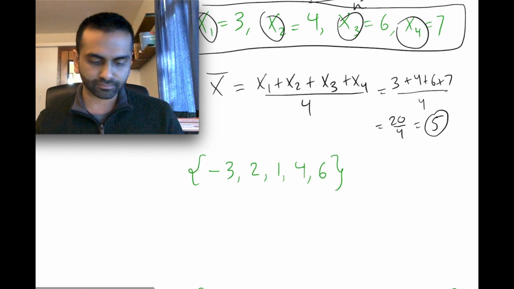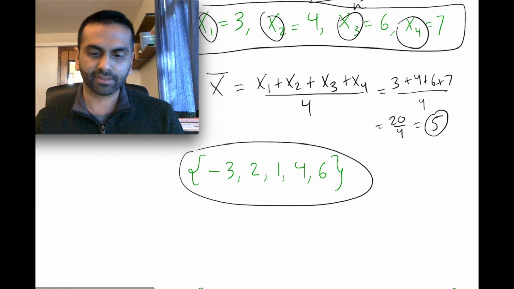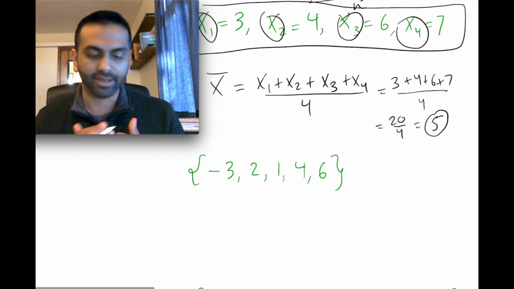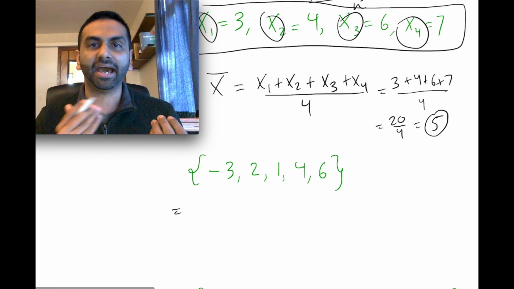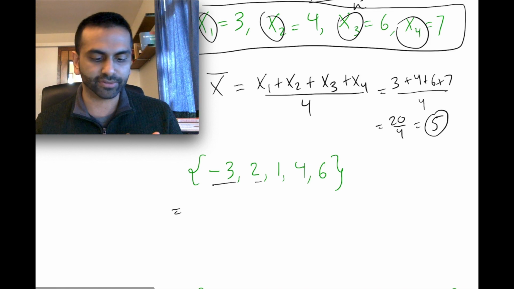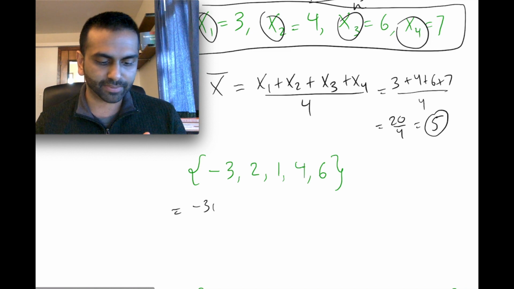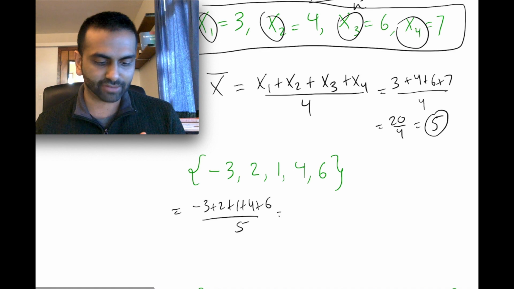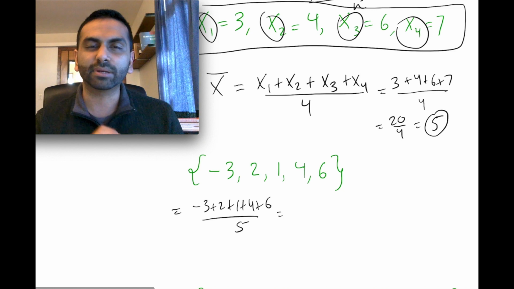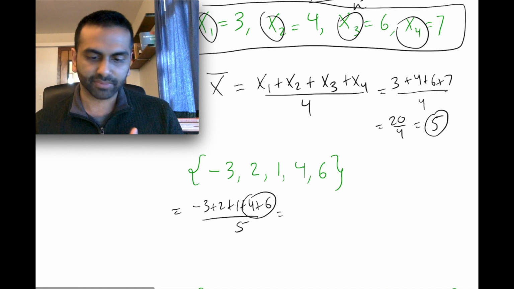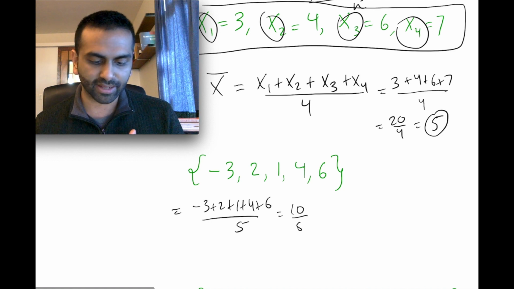Let's say that you were then given this data set and asked to do the same thing. Here, really just add them up and divide by how many there are. There's 1, 2, 3, 4, 5 numbers. So let's just add them up: -3 plus 2 plus 1 plus 4 plus 6, divided by 5. These add up. -3 plus 2 plus 1 is 0. Plus these 2 is 10. So this is overall 10 over 5. Or you could just plug that all into a calculator and you'll get 2. So the average of these is 2.